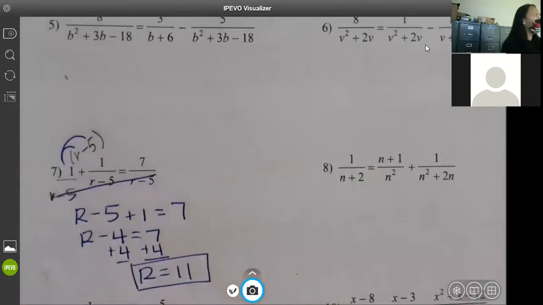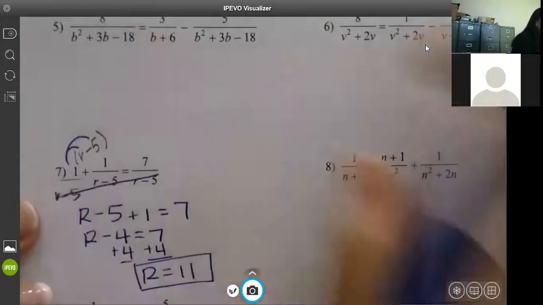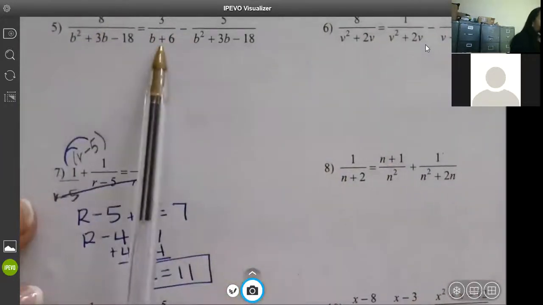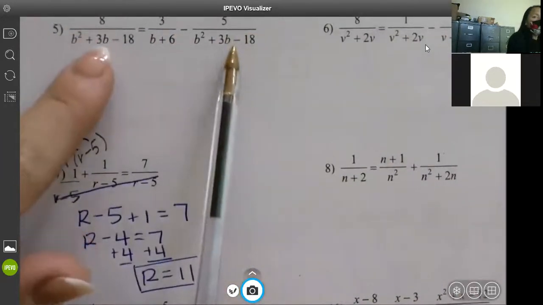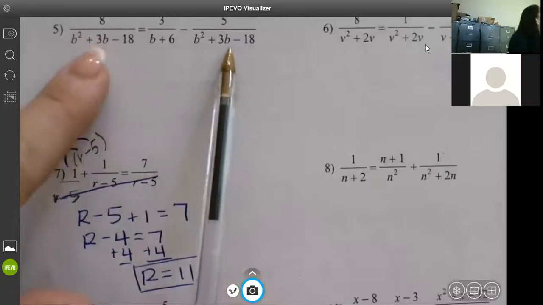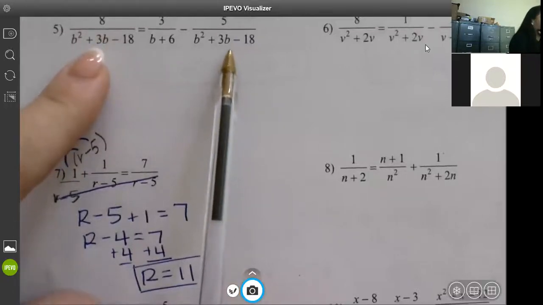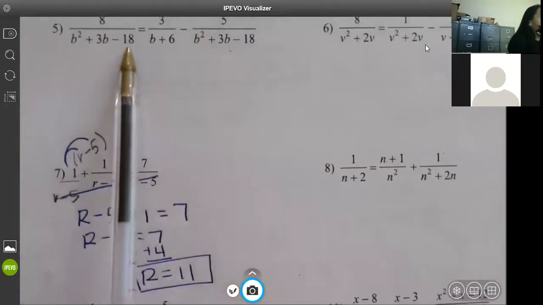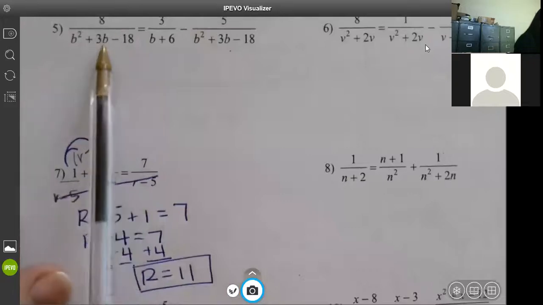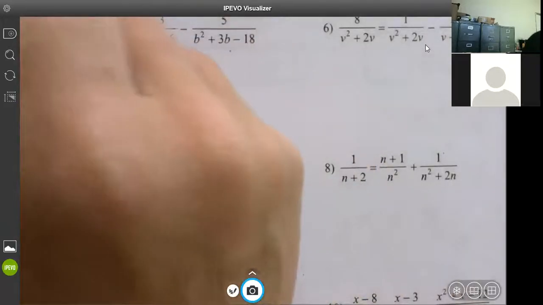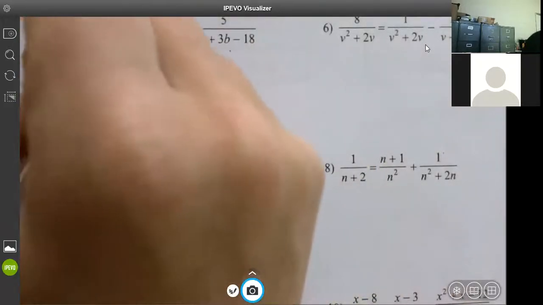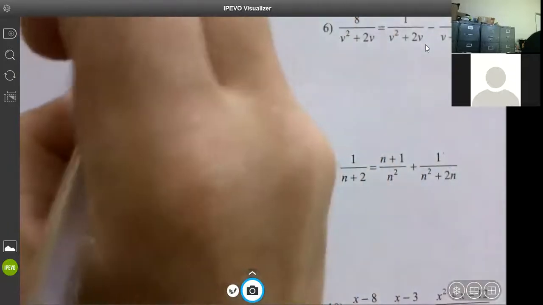All right, I'm going to go to number 5. It's the next easiest one. So if we look at number 5, we have a trinomial and a binomial and the same trinomial. So our common denominator is probably going to be this, okay? So where do they get everything else? We're going to factor this out. What are your factors of negative 18 that add to 3? That's going to be a plus 6 and a minus 3.